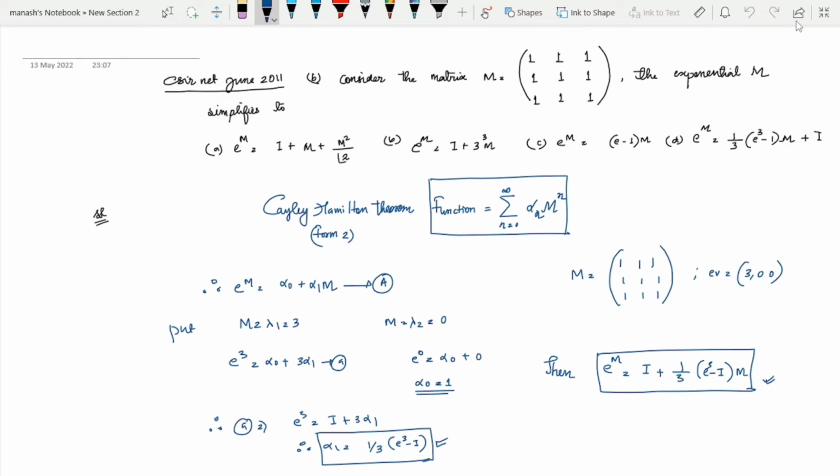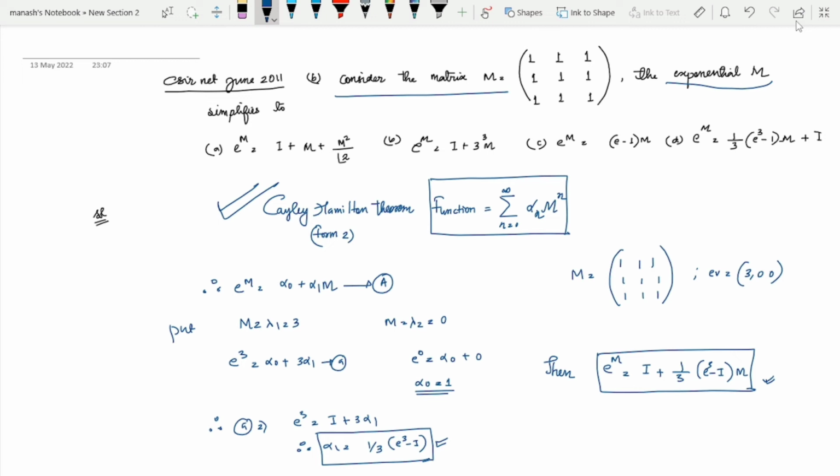So it came in CSIR June 2011 that consider the matrix M. The matrix M contains all the elements as 1. The exponential M simplifies to, right? That means you have to find the function exponential M. So you have to use form 2 of the Cayley-Hamilton theorem. That is, the function is the summation of alpha n, where alpha n is a coefficient, multiplied by M to the power n, that is, M is the matrix M to the power n.